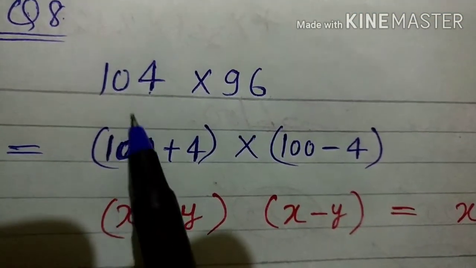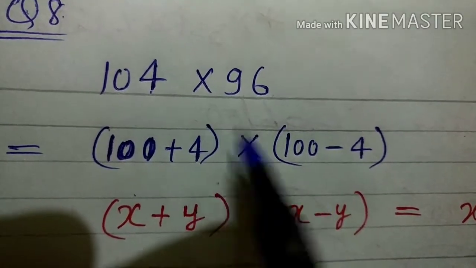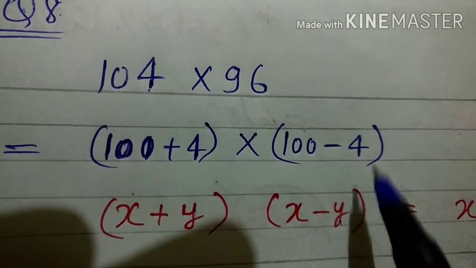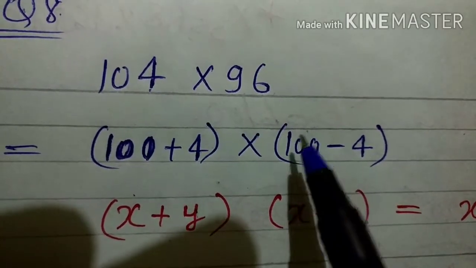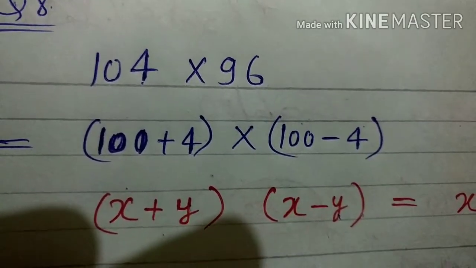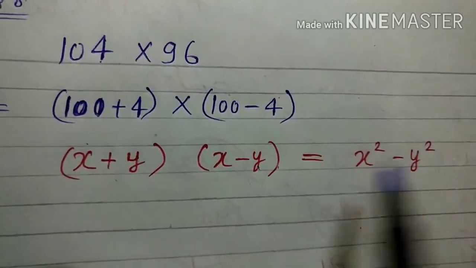So x is what? 100. y is what? 4. So x plus y means 100 plus 4. x minus y means 100 minus 4. So the formula says that it equals what? x square minus y square.